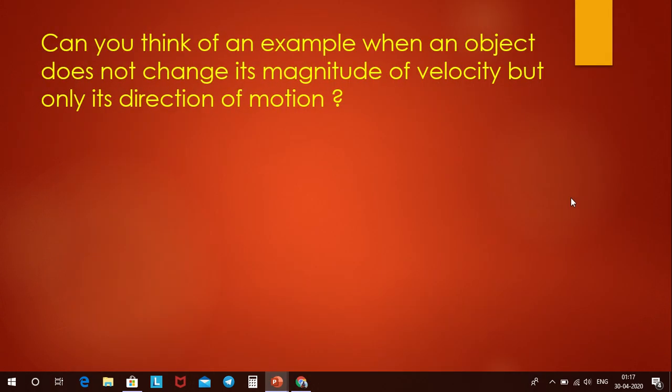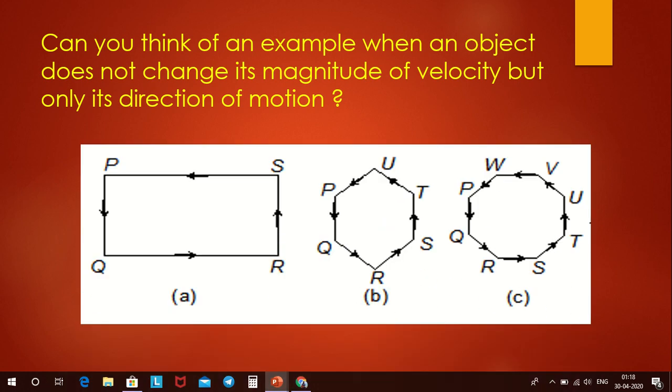Now students, there is a question for you. Can you think of an example when an object does not change its magnitude of velocity? Magnitude of velocity means the speed. Means the speed does not change, but only its direction of motion changes. Right? Let us read the question once again. Can you think of an example when an object does not change its magnitude of velocity, but only its direction of motion changes? So let us think, and here is an answer for this question.